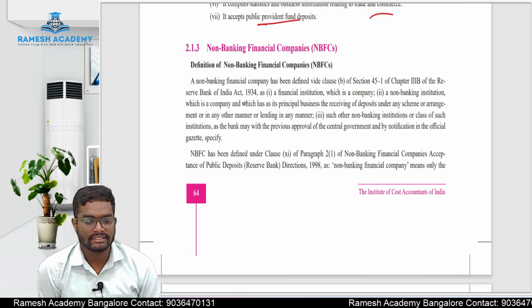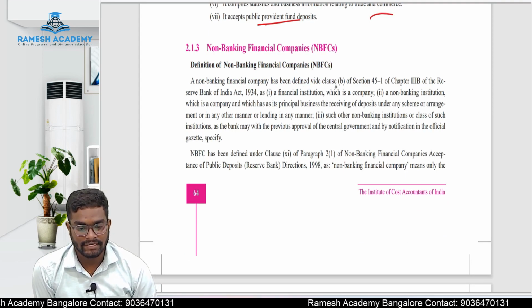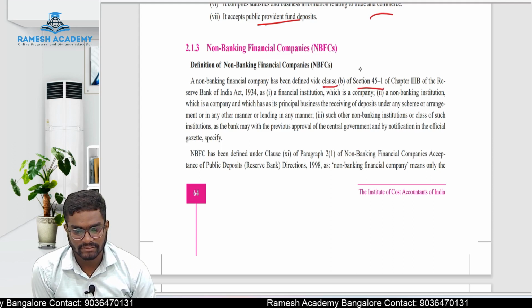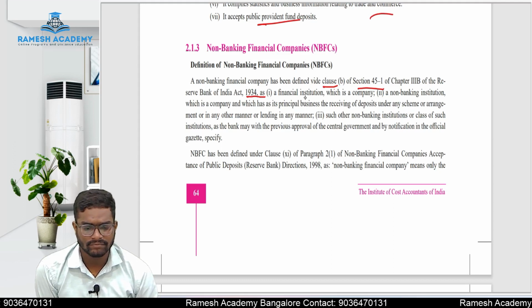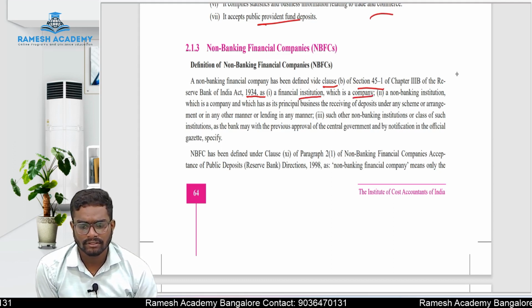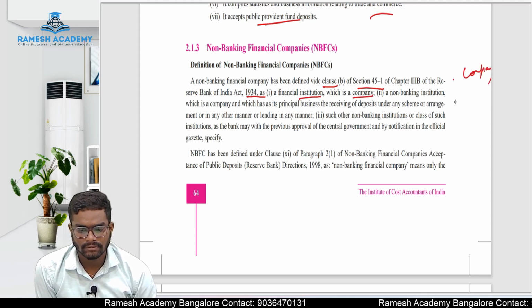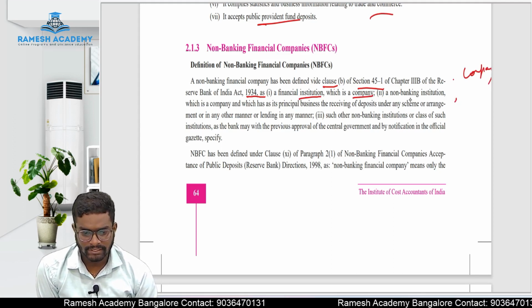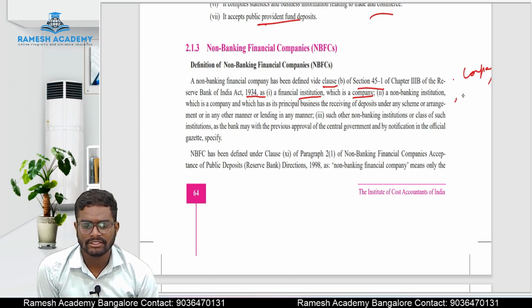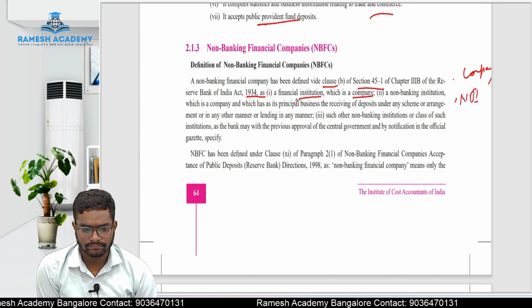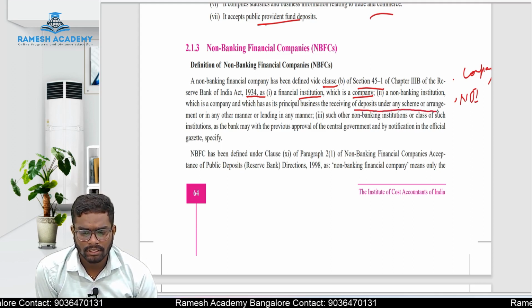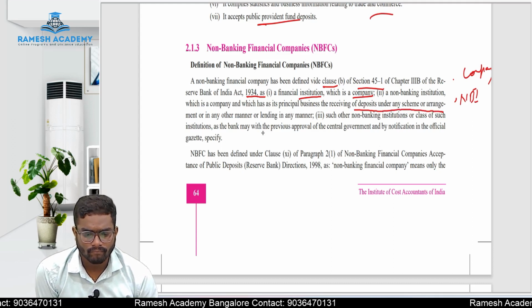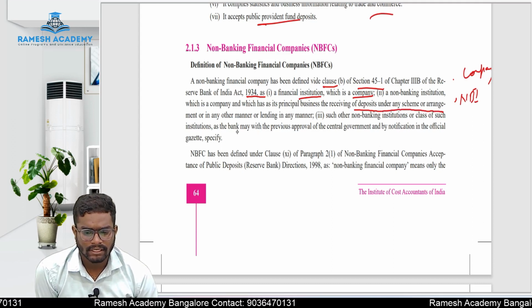A non-banking financial company has been defined under section 45(1)(c) of chapter 3B of the Reserve Bank of India Act 1934 as a financial institution which is a company. So first condition, it should be a company. Second, a non-banking institution which is a company and which has its principal business in receiving deposits in any scheme or arrangement, or in any manner lending in any manner.